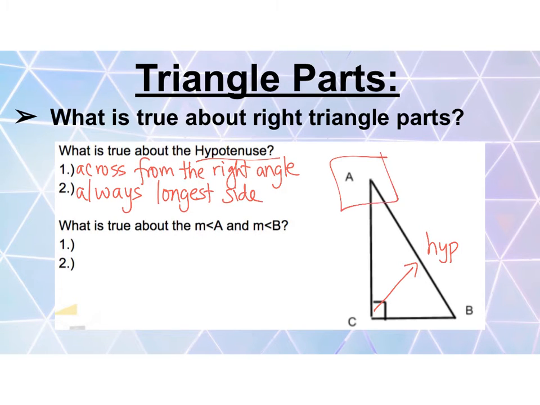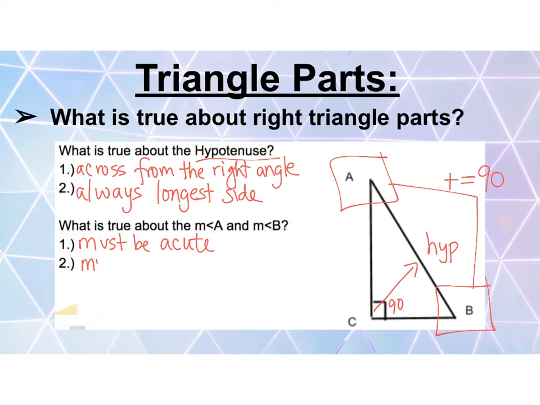Now let's look at angle A and angle B, keeping in mind that C is already 90 degrees. Well, we already have one 90-degree angle. I can't have another, and I can't have an obtuse. So A and B both must be acute. And then if angle C is already 90, A plus B has to equal 90. And when we have two angles that add to 90, we call them complementary. So they must be complementary as well.